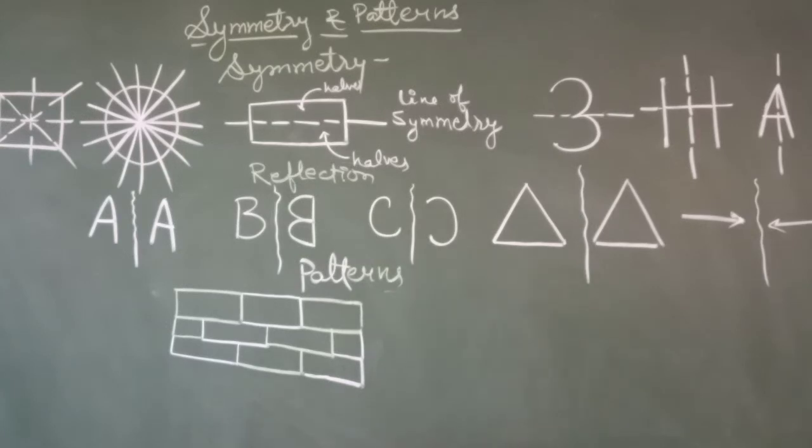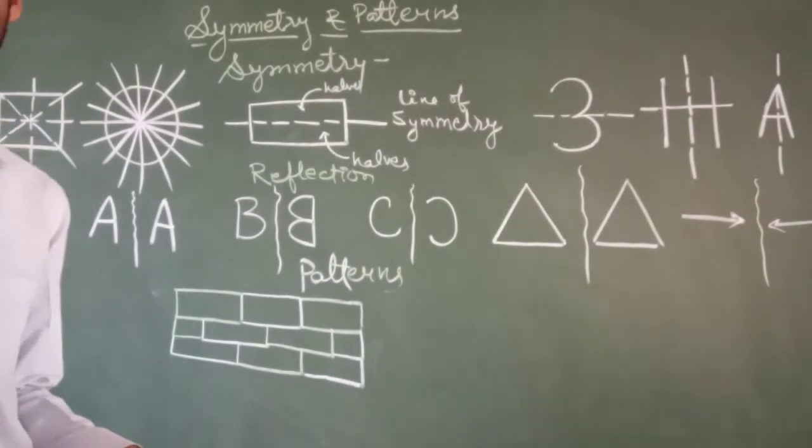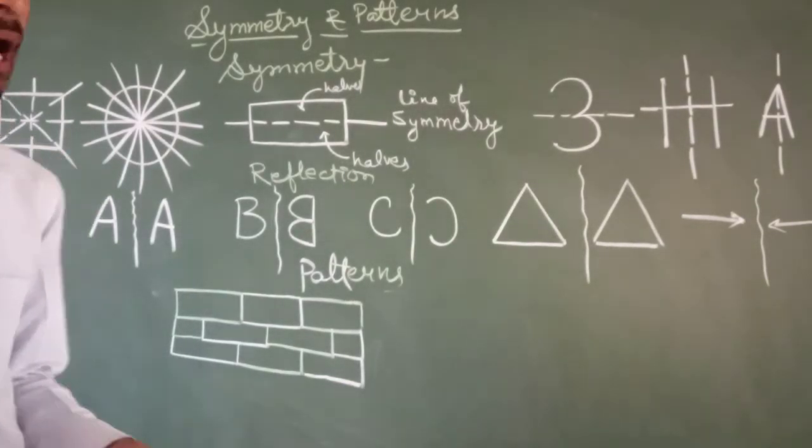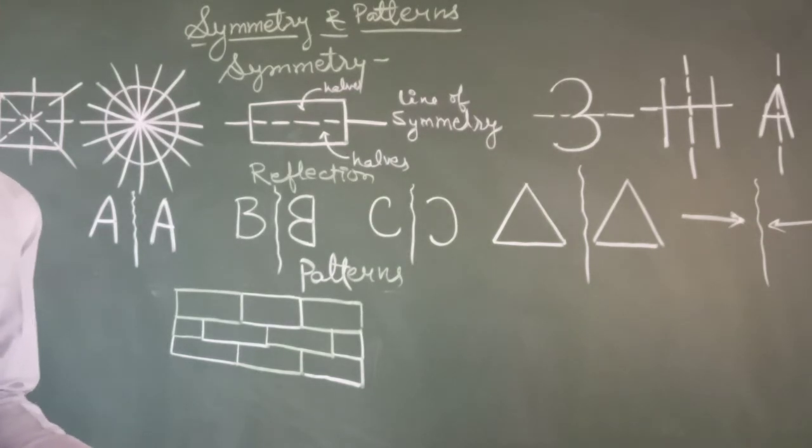And you can see this pattern, and look at this design. There are some patterns in this design. You can see patterns in nature and in objects around us, and patterns are made by repetition of a figure in any fixed order. And we have to know what tessellations are.